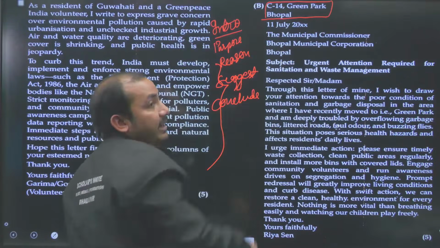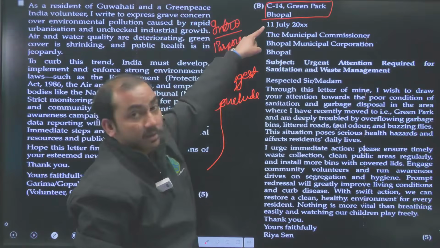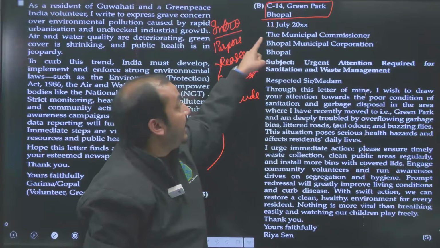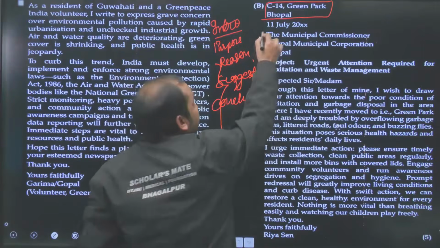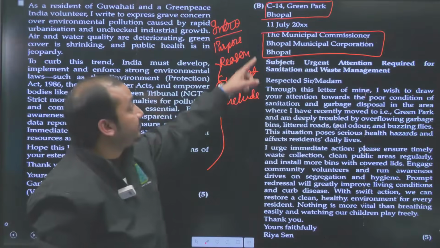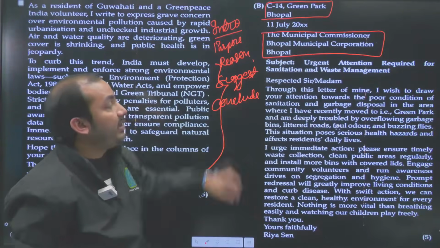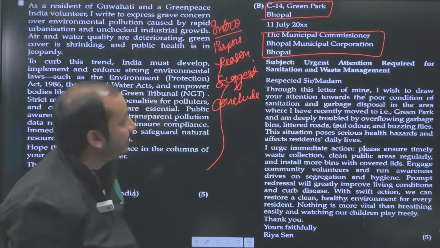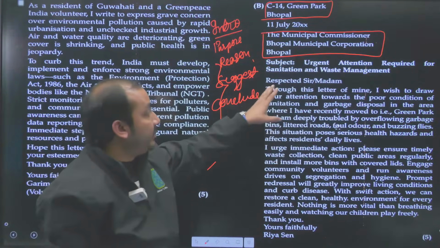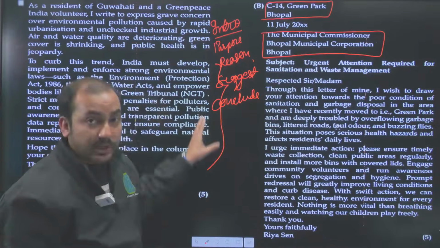After the sender's address, you have to give one line spacing, and after that you will write the date, again one line spacing, and after that you have to write the receiver's address, the same way as we have discussed earlier. The Municipal Commissioner, Bhopal Municipal Corporation, Bhopal. Subject: Urgent attention required for sanitation and waste management. Respected Sir/Madam, again you have to do the same thing.